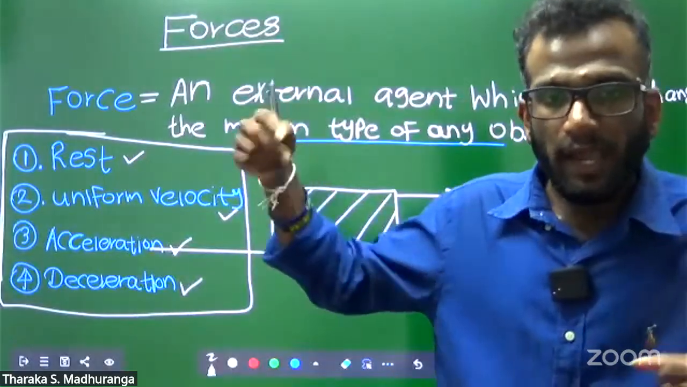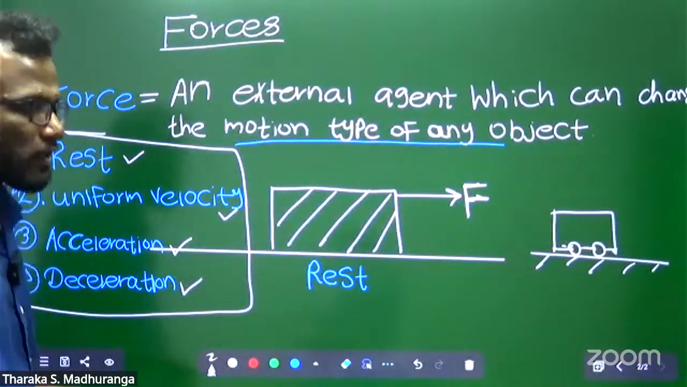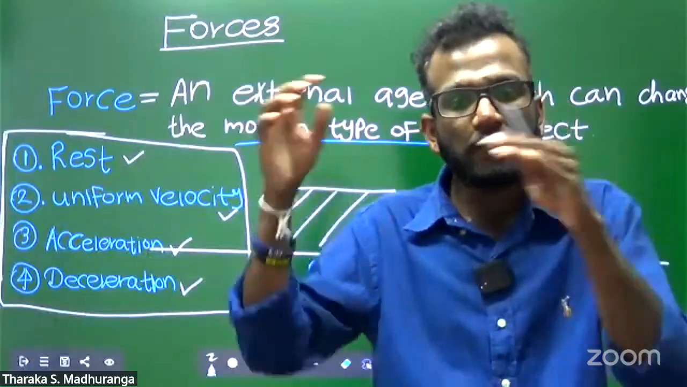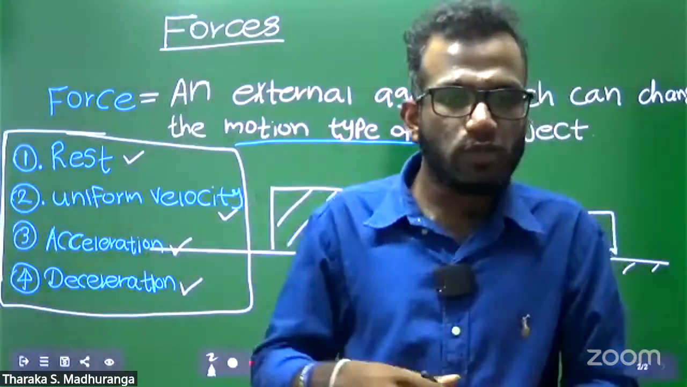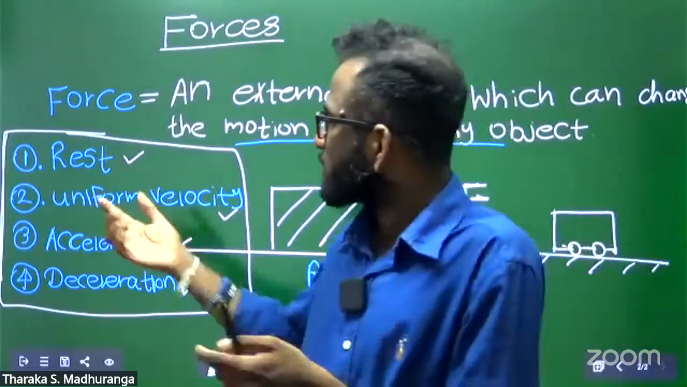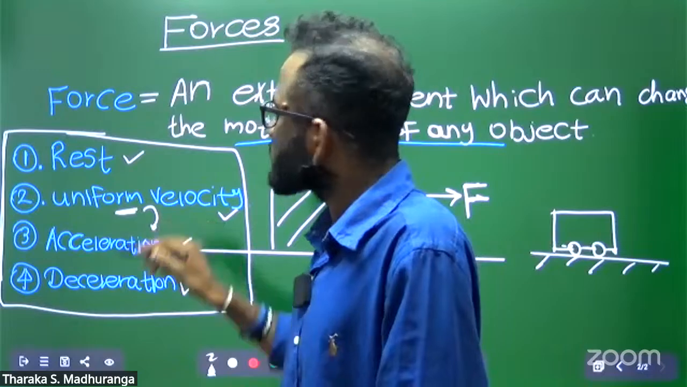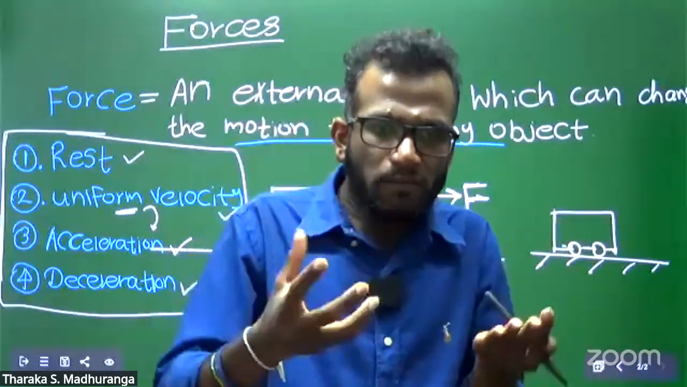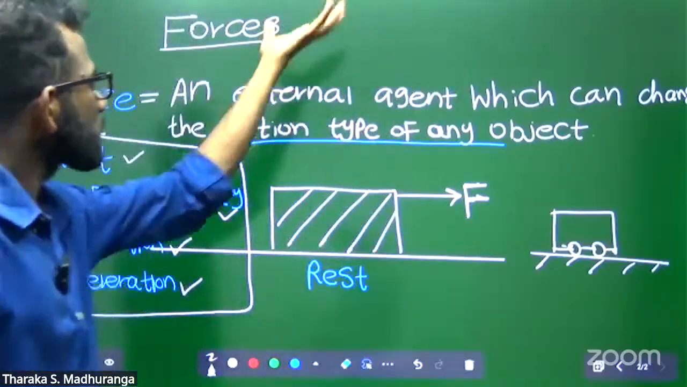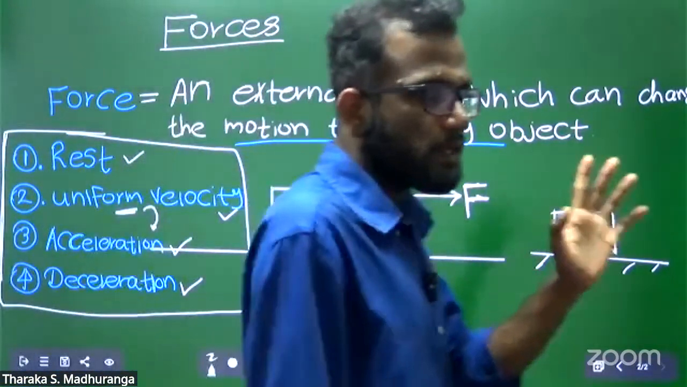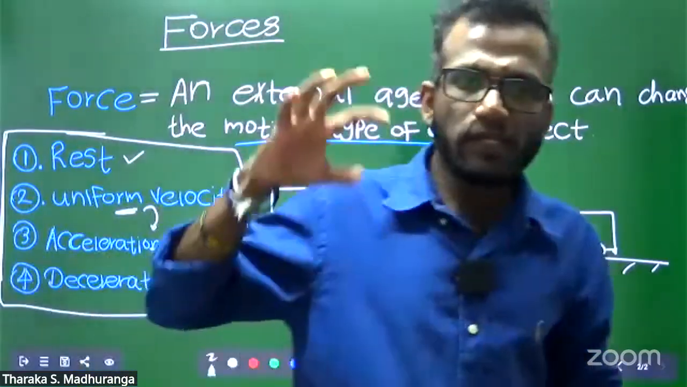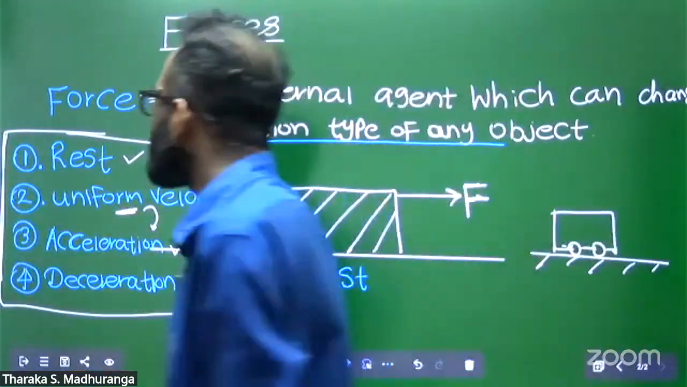This external agent can convert a rest object into a uniform velocity object, a uniform velocity object into an accelerating object, an accelerating object into a rest object, an accelerating object into a decelerating object, or an accelerating object into a uniform velocity object. Whatever, from any motion type to another motion type, it can be converted, and that we call the force. Don't remember only this word, you should have proper knowledge about the meaning of these words.